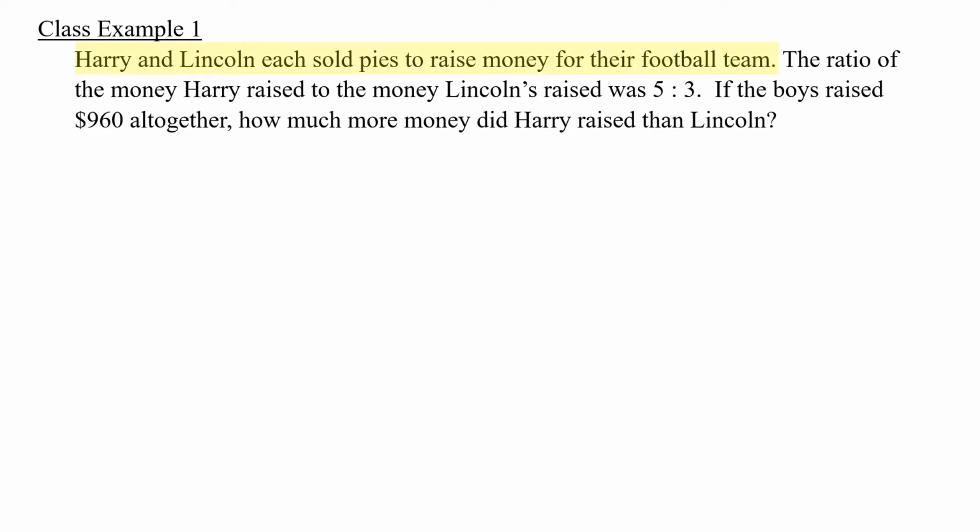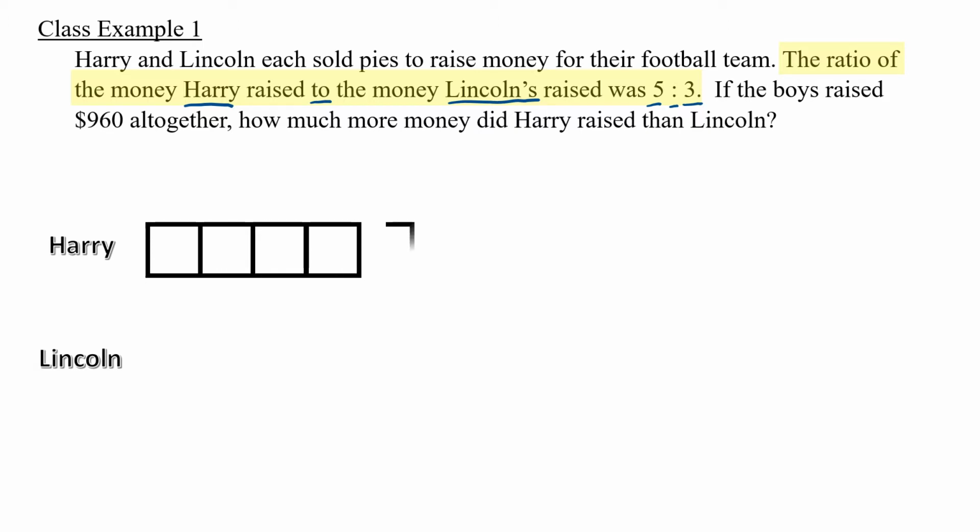Now, the ratio of Harry's money to Lincoln's money is 5 to 3. So since it's in the order of Harry to Lincoln, I'm going to write an H to L, or Harry to Lincoln, if you want to write their full names. And it's 5 to 3. So that means Harry gets 5 parts and Lincoln gets 3 parts. Try to make sure that your parts are the same size. It will help us when we look at it.